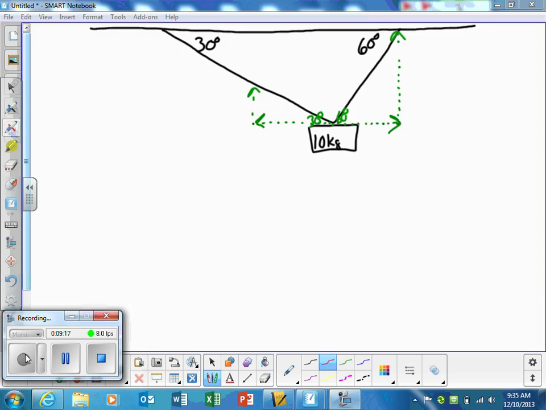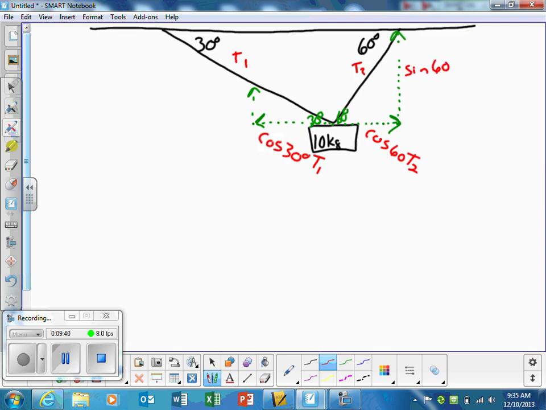So the next thing I do then is draw my numbers. So I'm going to call this one here cosine 30. Oh, I better label my T's, T1 and T2. I'll call this cosine 60 T2. I'll call this sine 60 T2. And I'll call this sine of 30 T1. So now I have all my little numbers that I need to put into my formulas, with the exception of this, which is 100 newtons.